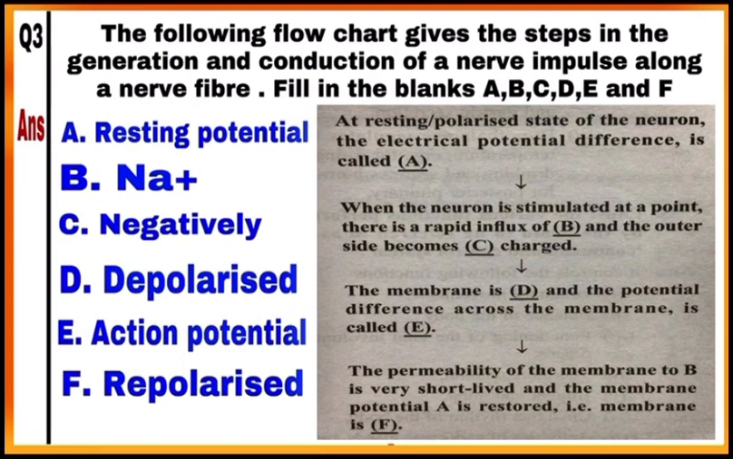Further the membrane is D, means membrane is depolarized at that point, and the potential difference across the membrane is called E. It is the action potential. Finally, the permeability of the membrane to B or to sodium ions is very short-lived, and the membrane potential A or resting potential is restored. That is, membrane is F, means membrane is repolarized again.